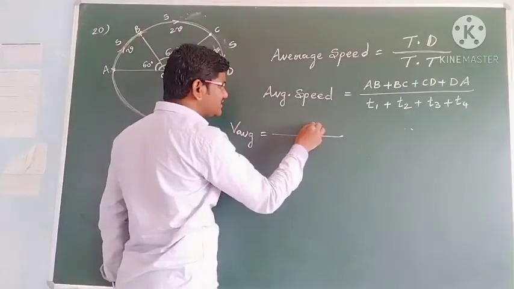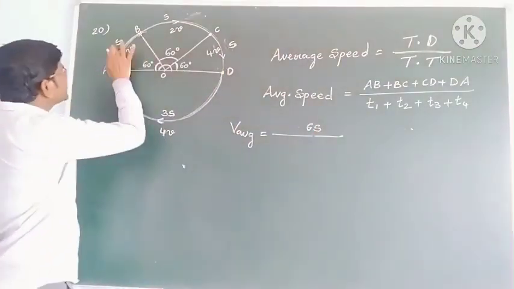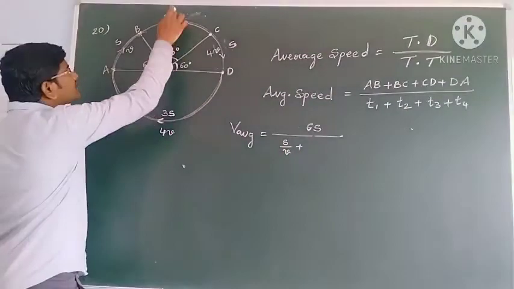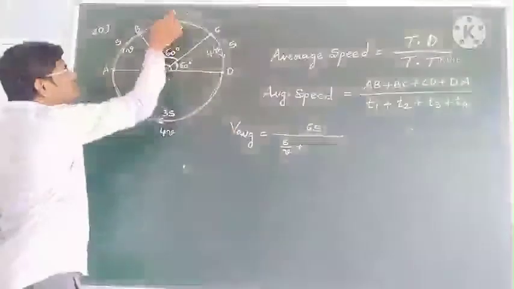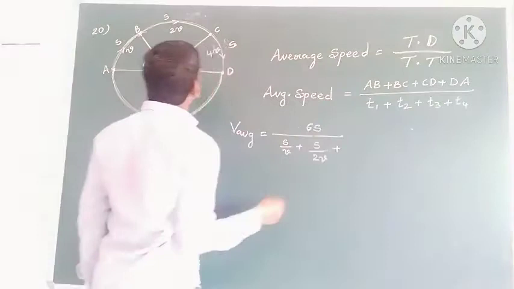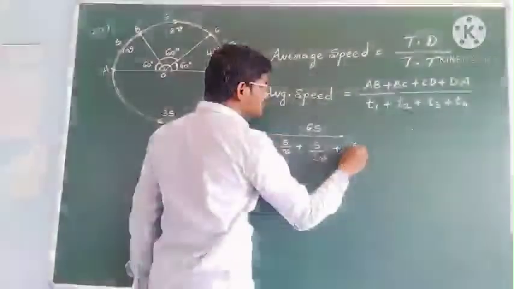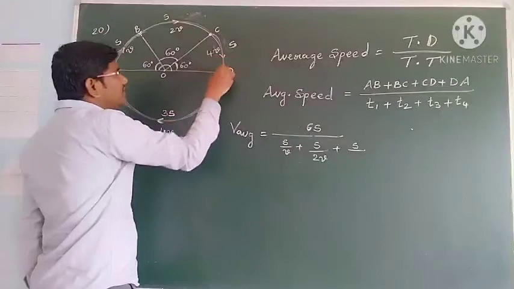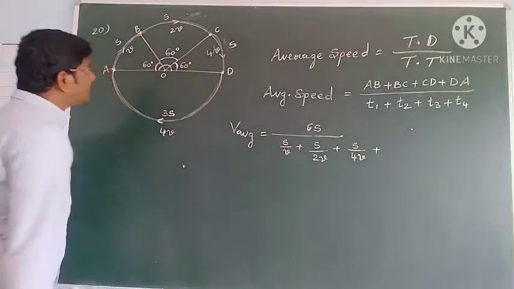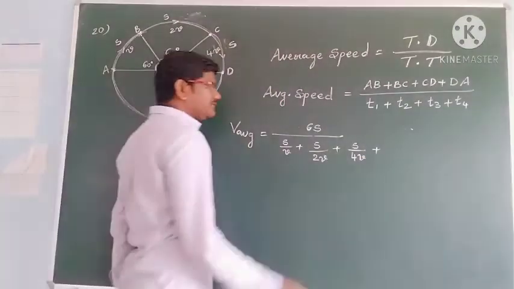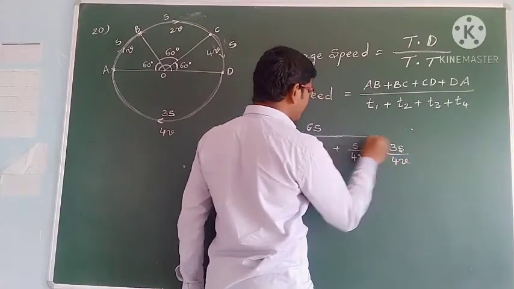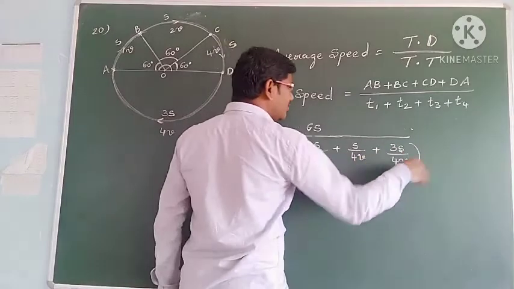Total time: T1 is S by V, plus T2, again time equals distance by speed, so S by 2V, plus T3 which is S distance with 4V speed, S by 4V, plus T4 which is 3S distance with 4V speed. This is the total time taken.